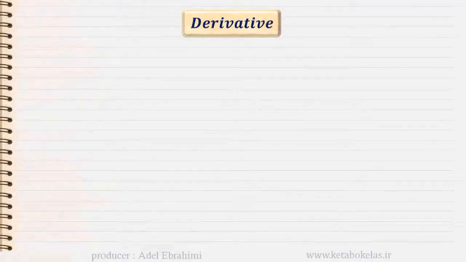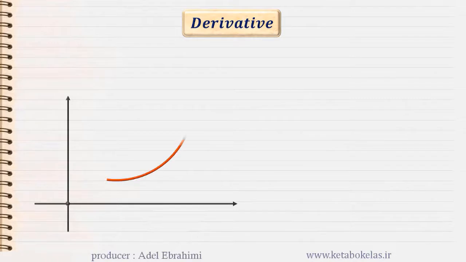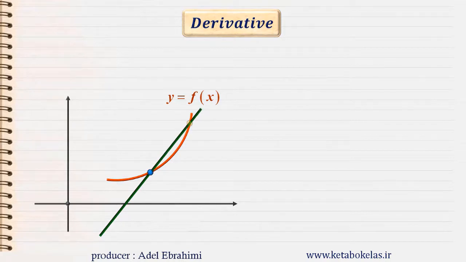Derivatives. Suppose that we have a curve y equals f of x, and a line crosses the curve at two points A and B. This line creates the angle alpha with the positive x-axis. By definition, the slope of this line is tan of alpha.